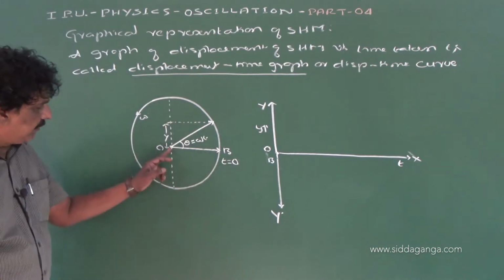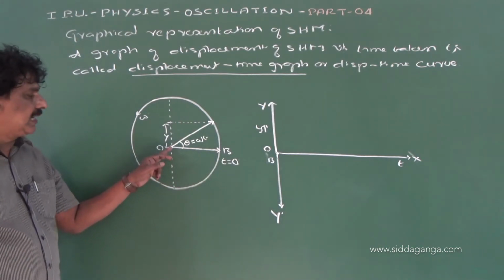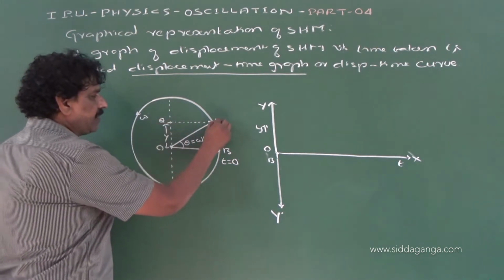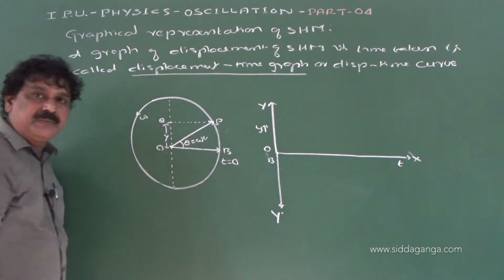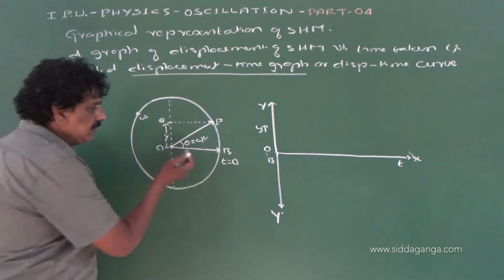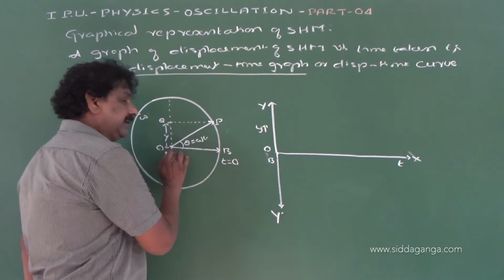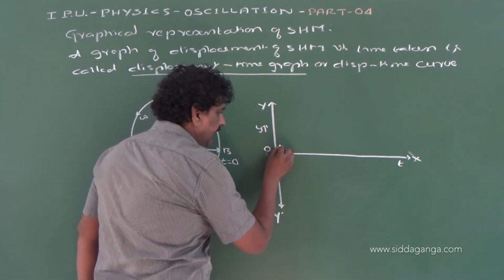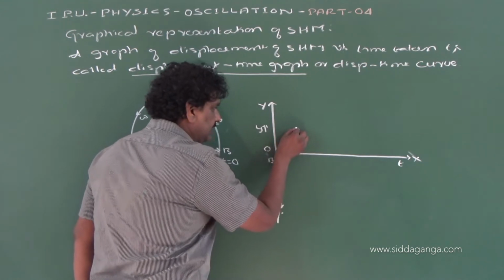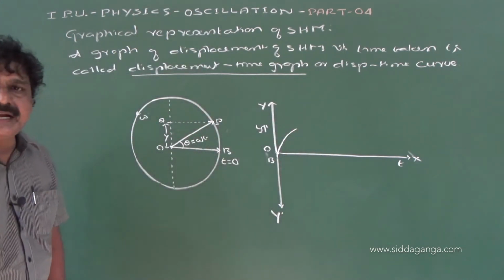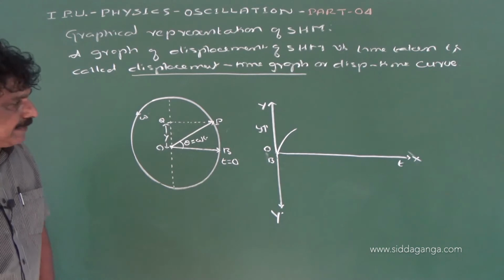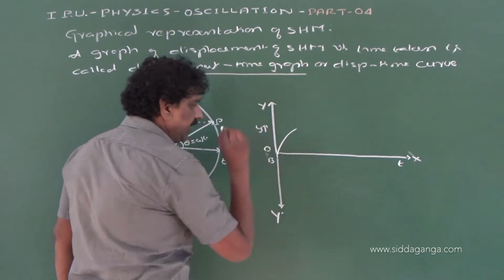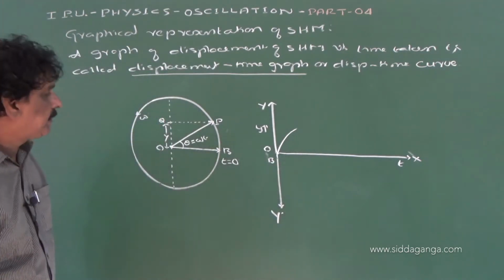The foot of the perpendicular displaces from O to Q as the particle moves from B to P. Now that means as time passes, displacement increases. I can represent it like this. This is any displacement at time t. This represents y at any instant of time t.